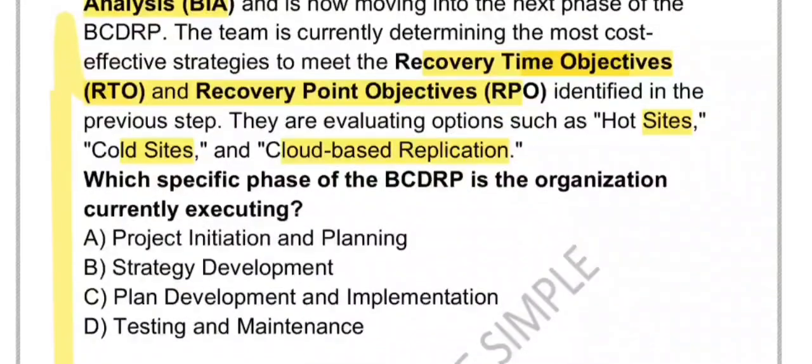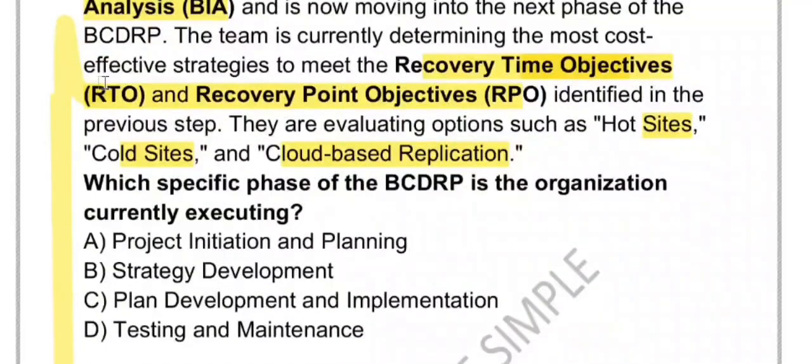The question asks, which specific phase of BCDRP, business continuity disaster recovery plan, is the organization currently executing? There are some steps within the BCDRP, and the question is, which step is it executing? Project initiation and planning, strategy development, plan development and implementation, testing and maintenance. Very good question it is.